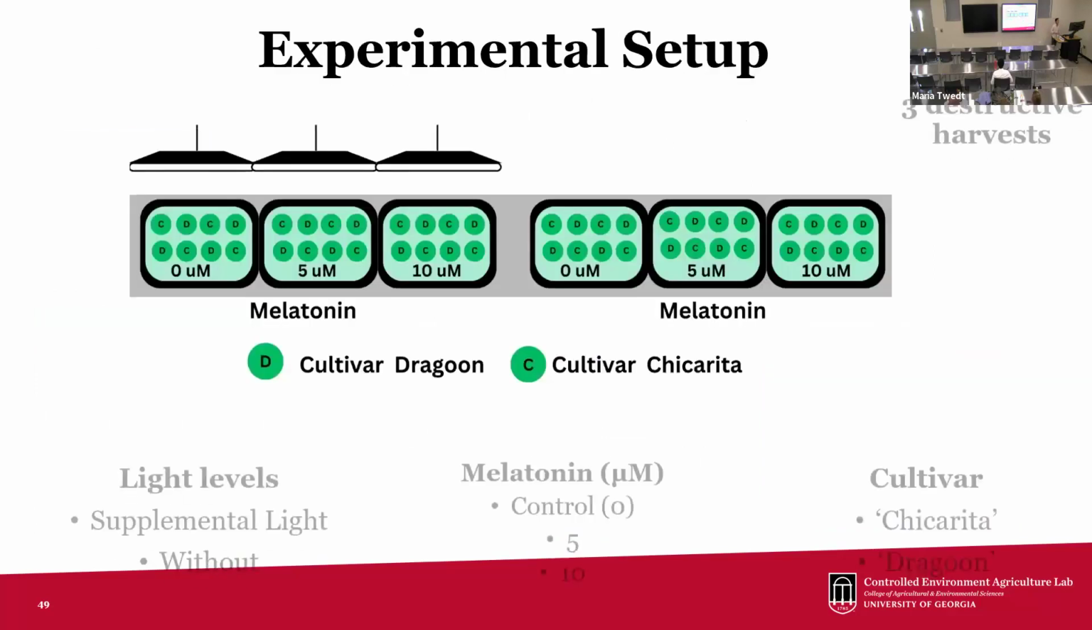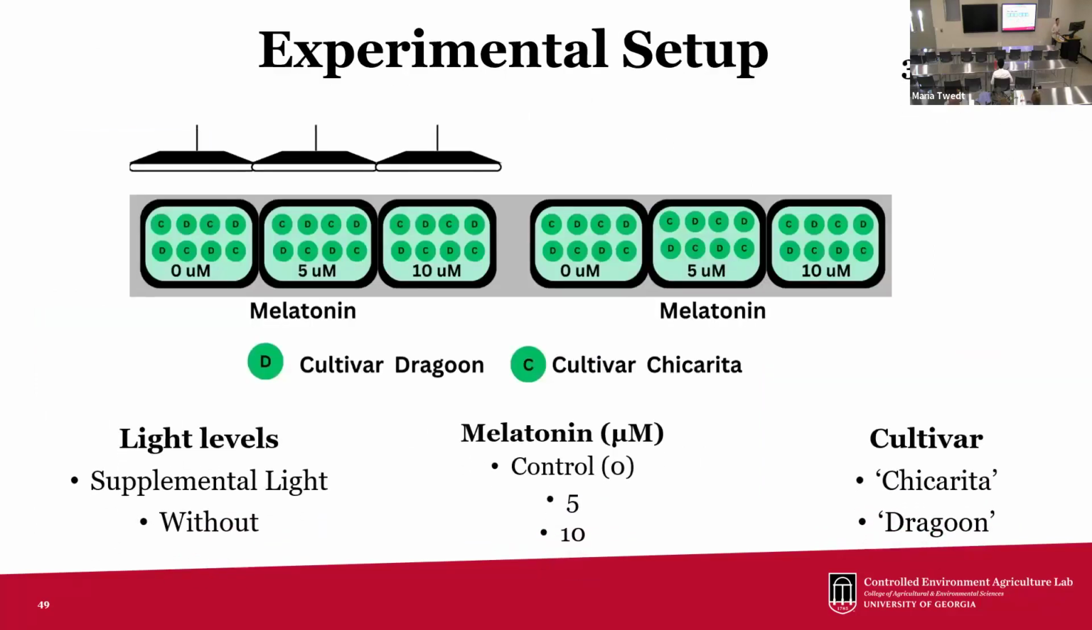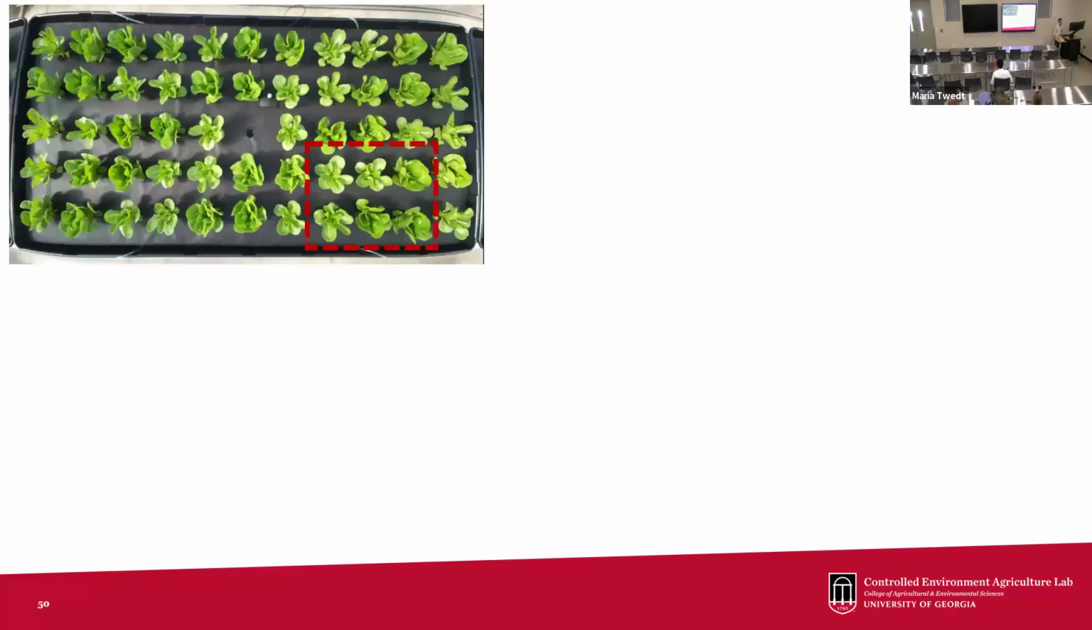Now, would it be effective? Well, in our experimental setup, we had three different treatment factors, where we had different light levels, different melatonin concentrations, and different cultivars within the same growing setup. Now, as you can see, a few of the trays were growing on top of the supplemental light that, of course, induced the tipburn development, and some were growing just under sunlight within our greenhouse.